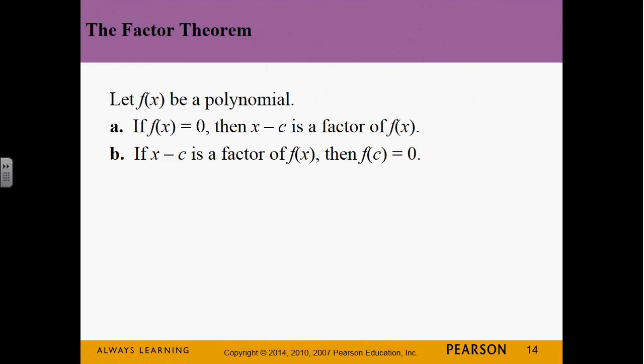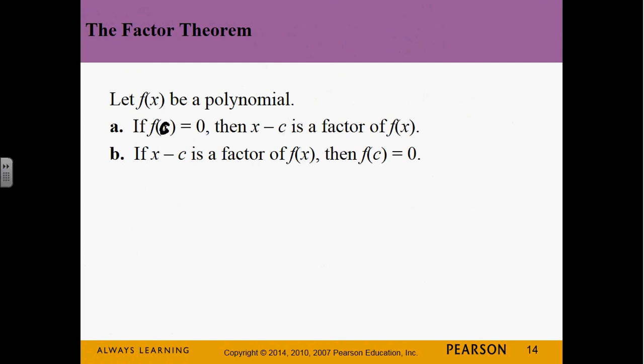All right. Now we have the factor theorem. The factor theorem tells us that we have a function that's a polynomial. If f of c is equal to 0, then x minus c is a factor of f of x. All that means is that if I plug c in and I get 0, that means it's a 0 of the function, right? It means it's an x-intercept. That means x minus c has to be a factor, because that's how we found x-intercepts, right? We would factor it when it was set equal to 0 and set each one of the factors equal to 0. It's the same thing. It's just a different way of saying it.